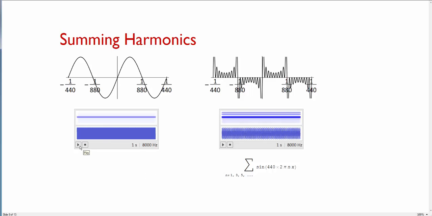I'll play the 440 Hz fundamental again so that you can remind yourself what it sounds like. And here's the result for the summed harmonics. So clearly, again, the result is not similar to the pure tone, but it does have the same frequency.